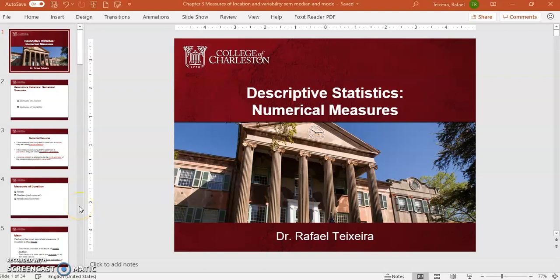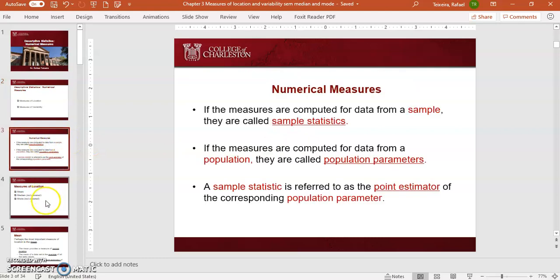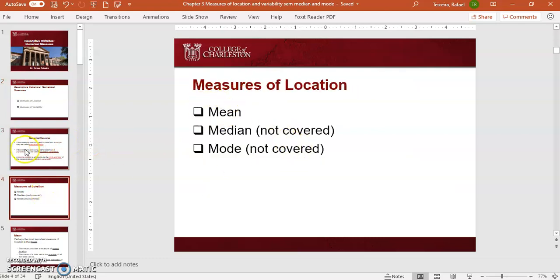Hi, this video is to summarize the concepts of Chapter 3. So in Chapter 3, you're talking about descriptive statistics and taking a look at some numerical measures to understand how a sample is. So we have measures of location and measures of variability. For measures of location, we focus our attention on the mean.